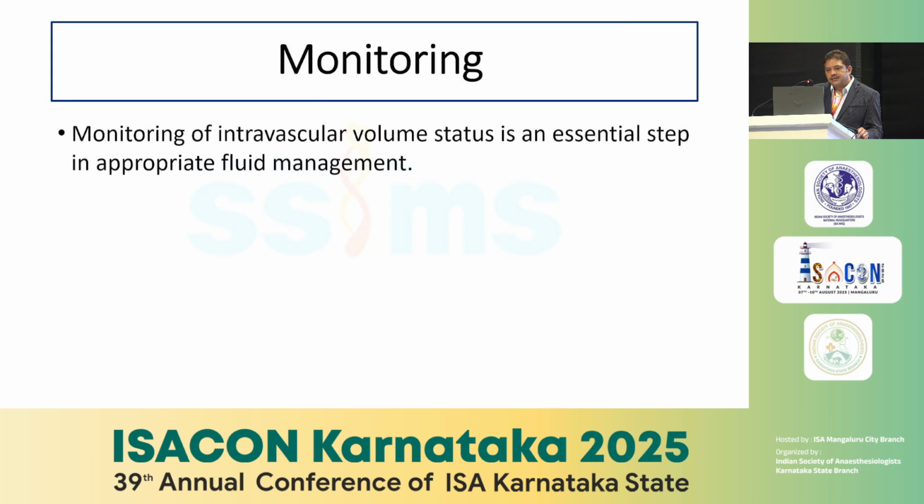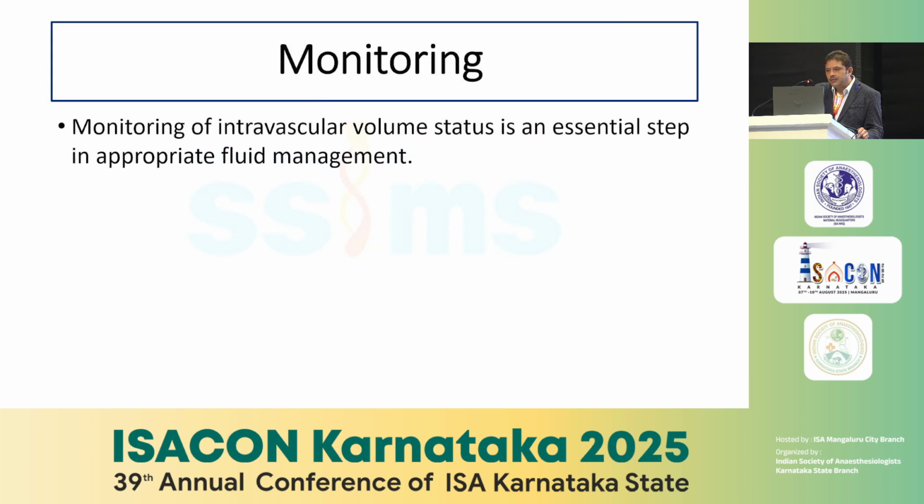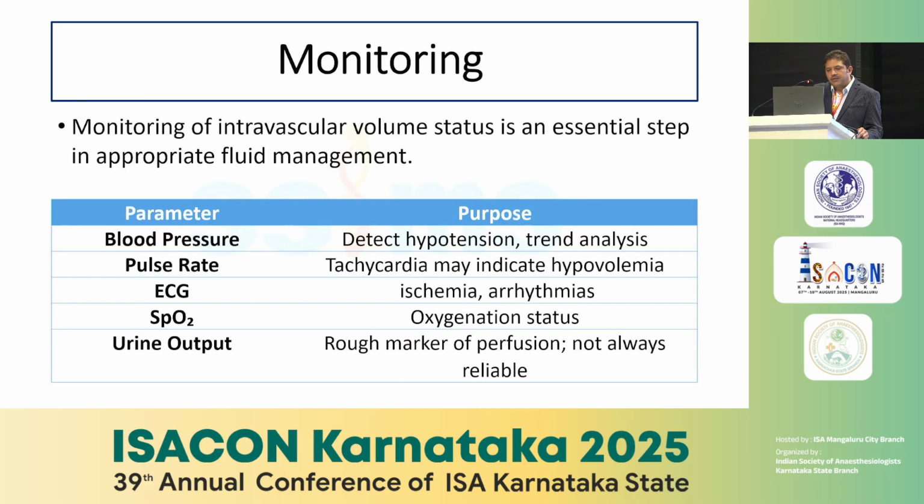Monitoring techniques. The monitoring of intravascular volume status is an essential step in appropriate fluid management. Some of the standard monitors are blood pressure, pulse rate, ECG, peripheral oxygen saturation, and urine output. Blood pressure detects hypotension and also allows trend analysis. With pulse rate, tachycardia can indicate hypovolemia, whereas ECG shows ischemia and arrhythmias, and oxygen status is followed with the help of peripheral oxygen saturation. Urine output is a rough marker of perfusion, not always reliable.